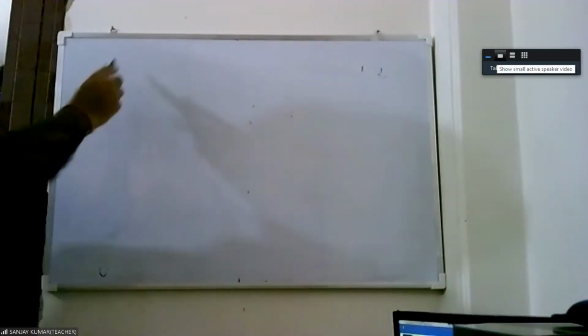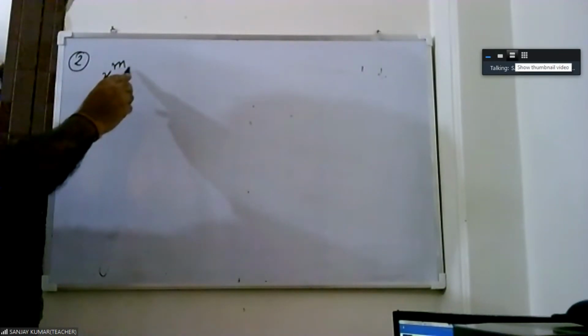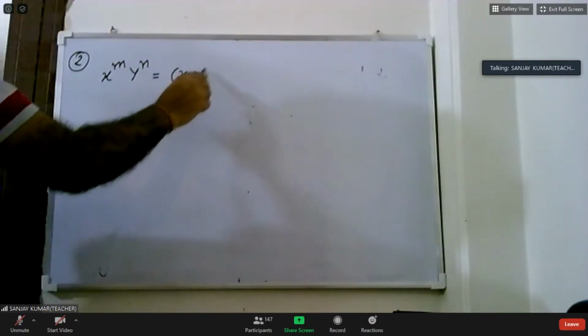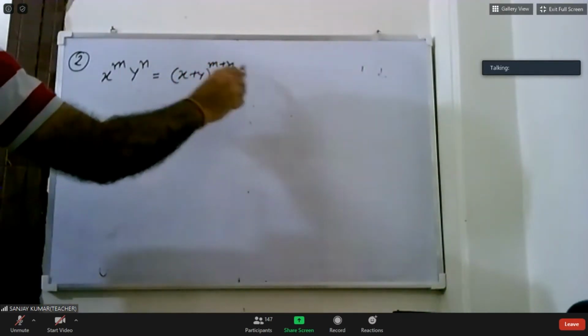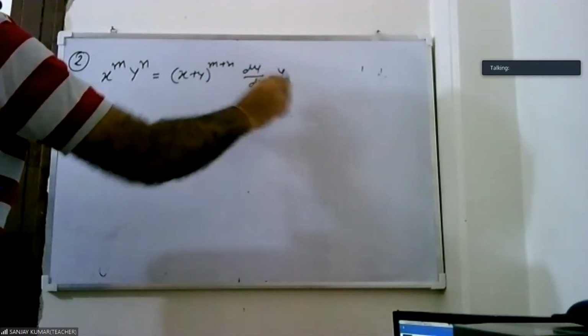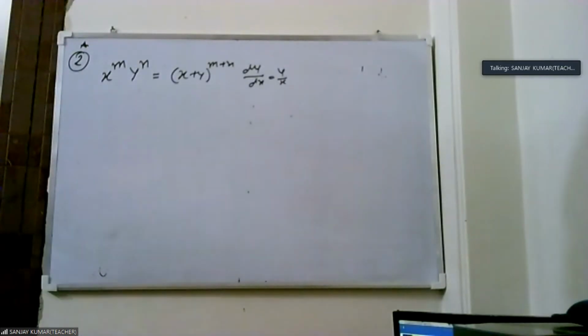We already started the first question. Now the second star mark question is x raised to power m, y raised to power n, equals x plus y raised to power m plus n. The question is: prove that dy by dx is y by x. This is your second star mark question. Why are we saying this is a star mark question? Because the power is in the form of m and n. M and n are numbers, so that means it's not a log question.